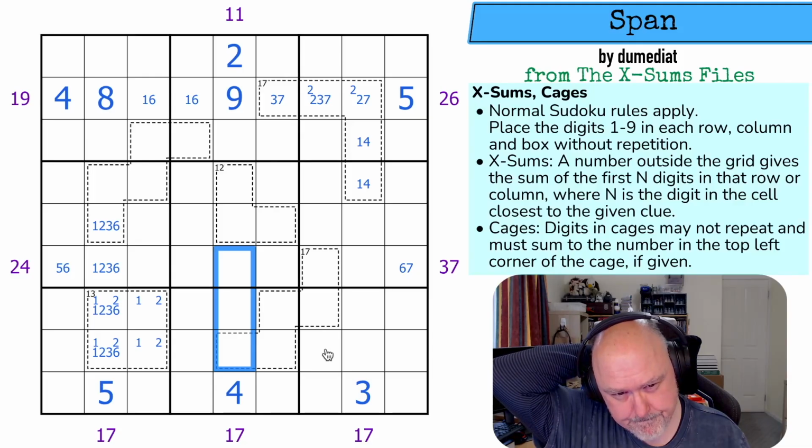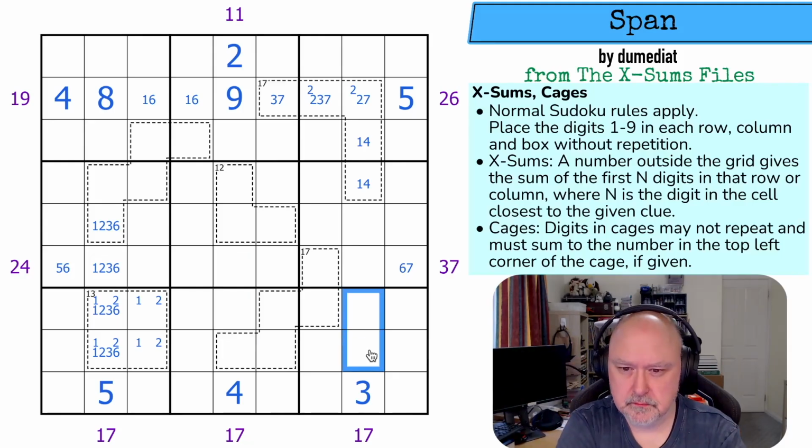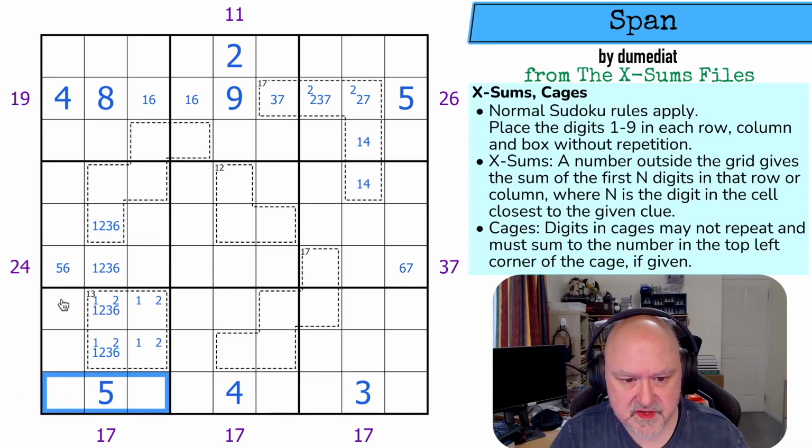Not sure. These have to sum to 14. 9, 5, or 8, 6. 4 is not in there and 4 is not in there. So this cage contains 1, 2, and 4, summing to 7.